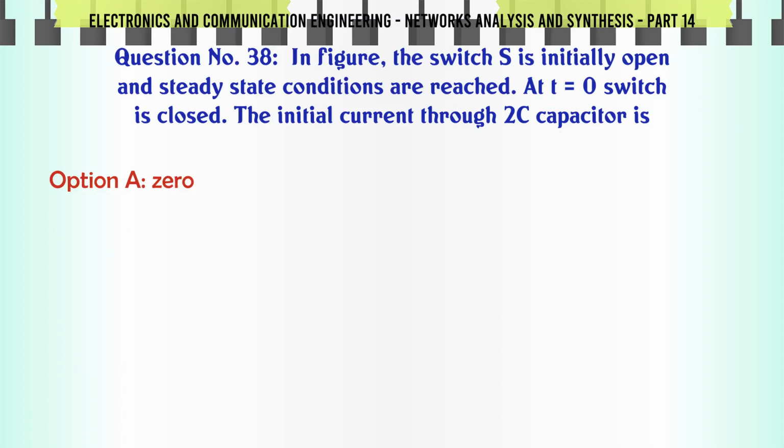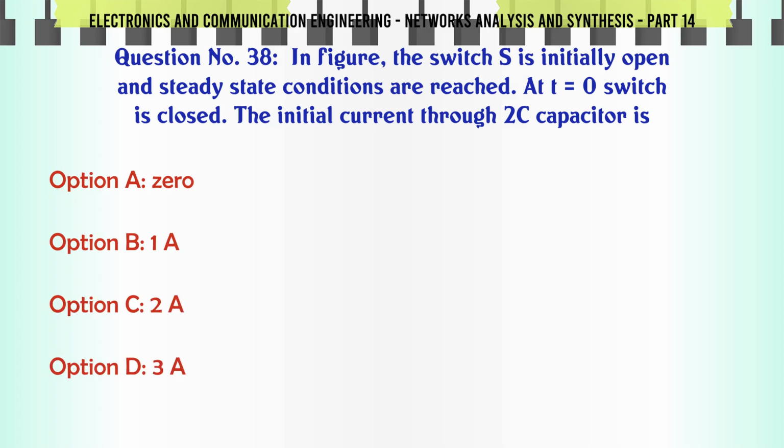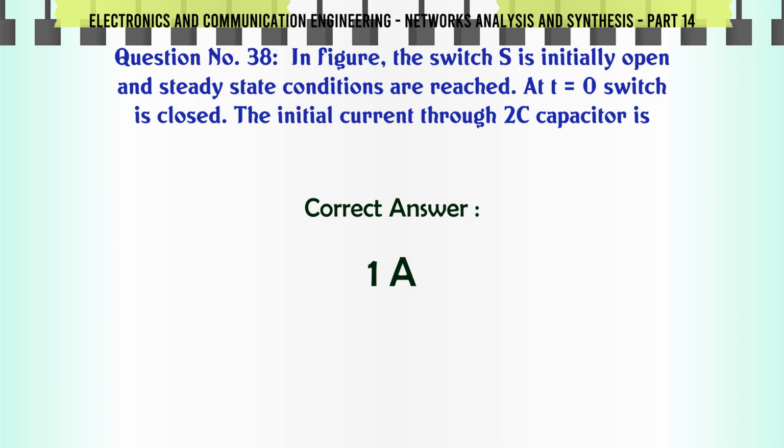In figure, the switch S is initially open and steady state conditions are reached. At t=0, the switch is closed. The initial current through the 2 farad capacitor is: A, 0; B, 1A; C, 2A; D, 3A. The correct answer is 1A.